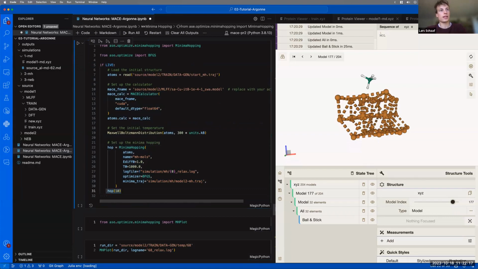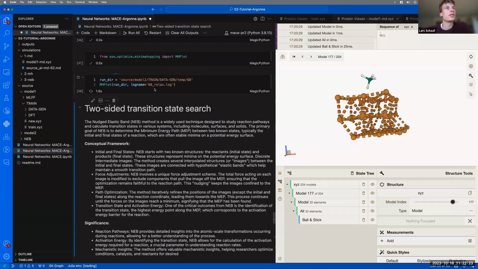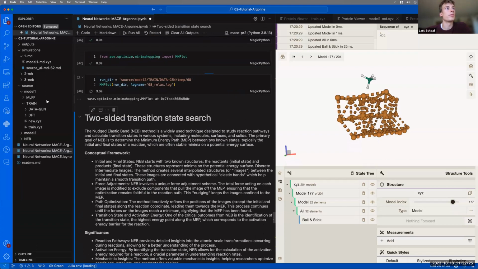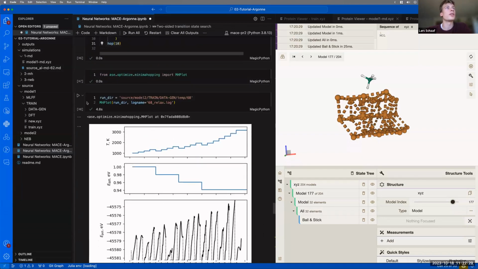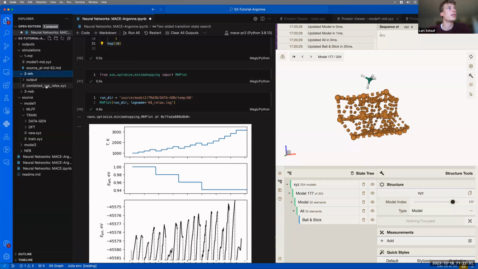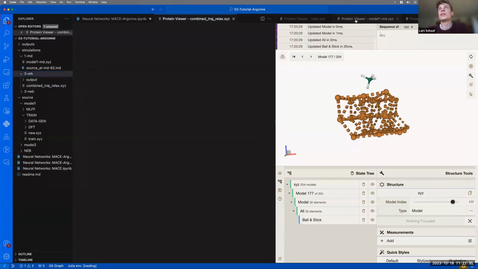and yeah, so we can run this, and then we can plot the results. And so here's the result from this minima hopping run. Well, I'll show what this graph means a bit later, but here, let's move this over here again.